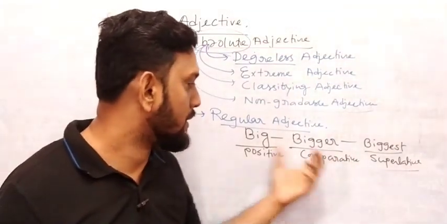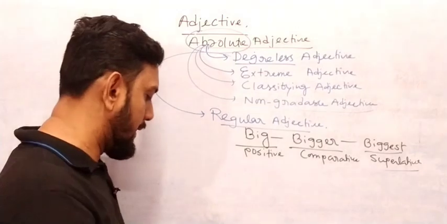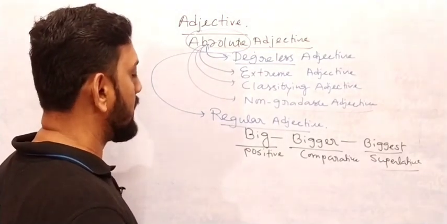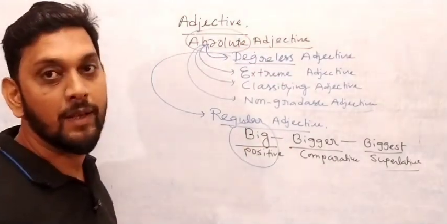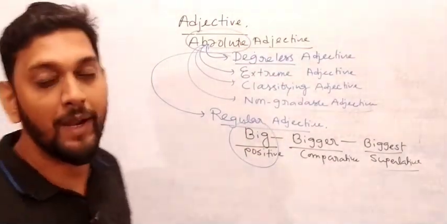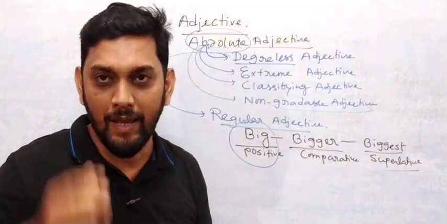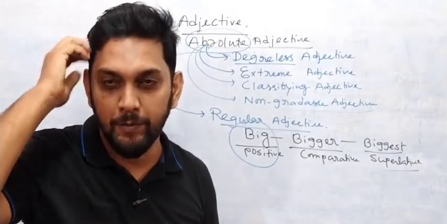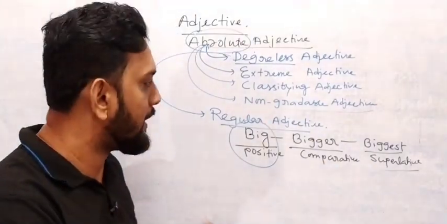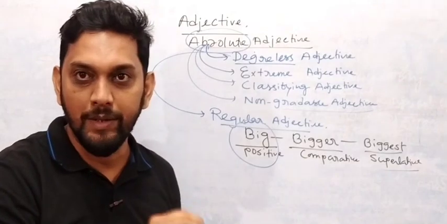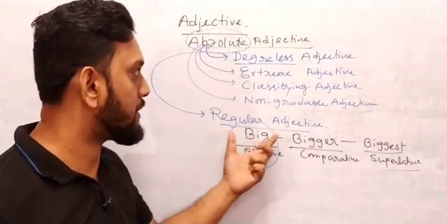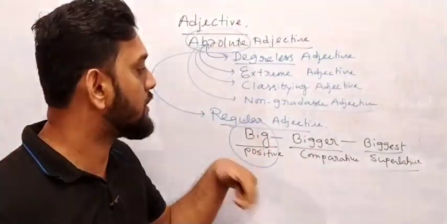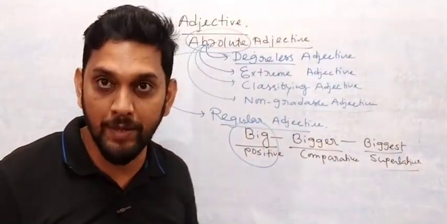So big, bigger, biggest. Now what I have written here is big. This is known as a regular adjective. Why is it called a regular adjective? Because it has the comparative and the superlative form. It has comparative as well as the superlative form, and because of having comparative and superlative degree, we call it a regular adjective.